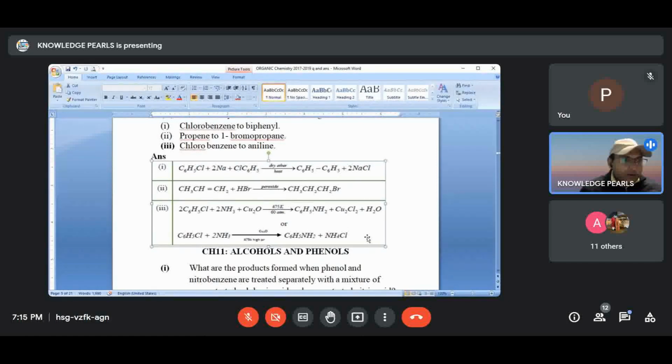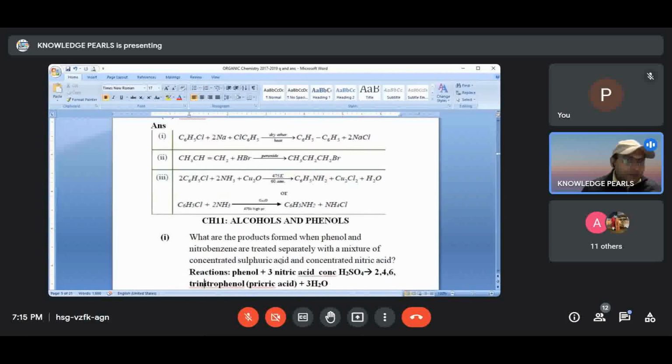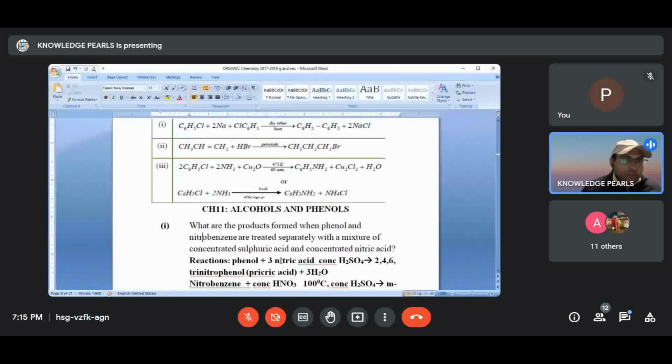Okay, hopefully this topic is clear. So we are left with some 15 minutes. I will not be able to complete everything, but I will quickly cover the questions which are being asked in the exam. So this question: what are the products formed when phenol and nitrobenzene are treated separately with a mixture of concentrated sulfuric acid and concentrated nitric acid?